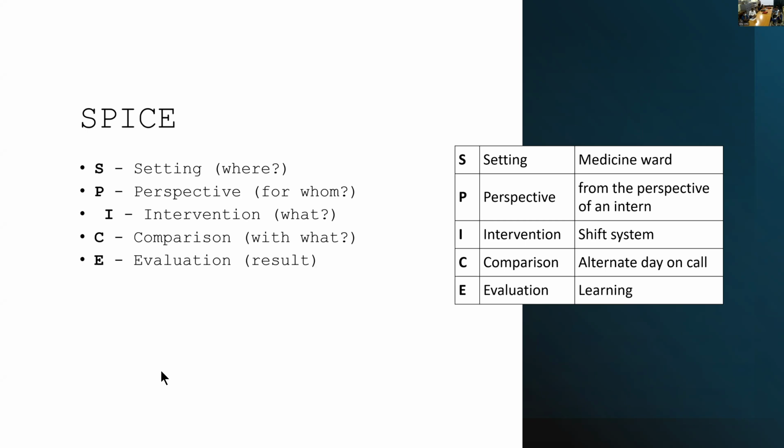So setting would be the medicine board. P will be the perspective from an intern. I will be doing shift system. C will be probably doing alternate day on call. And you're asking them the perspective. Learning would be your evaluation.